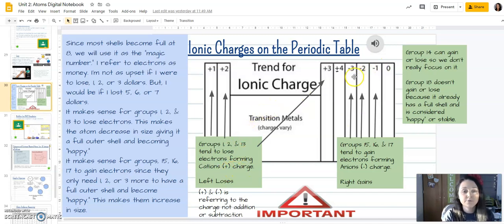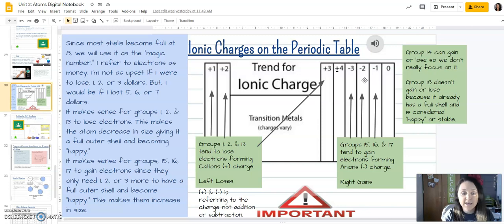So, groups 1, 2, 13, 14, and then groups 15, 16, 17, and 18 have 5 valence electrons, 6 valence electrons, 7 valence electrons, and 8. So, group 15 has 5, meaning it only has 3 extra seats available at its table. So it's just going to find 3 more electrons. So think of the neutral atom with positives and negatives equal. When it pulls on 3 electrons, now its overall charge is -3.